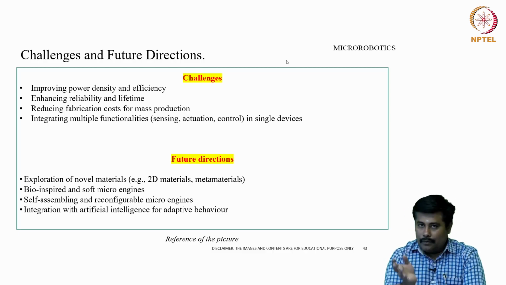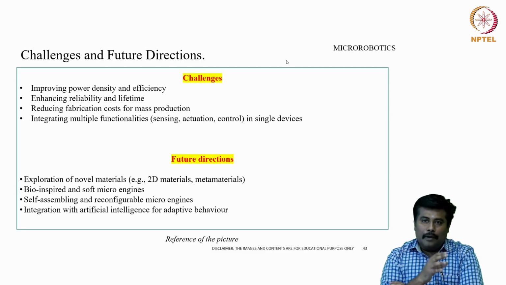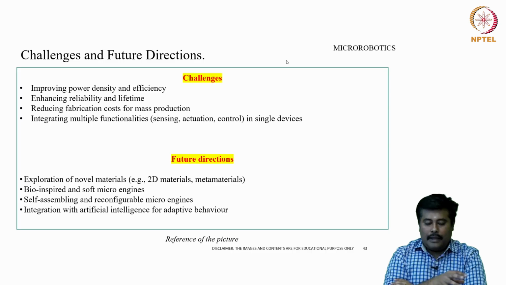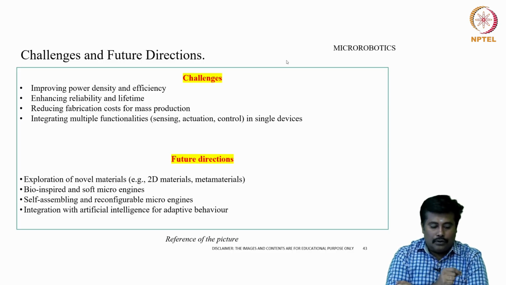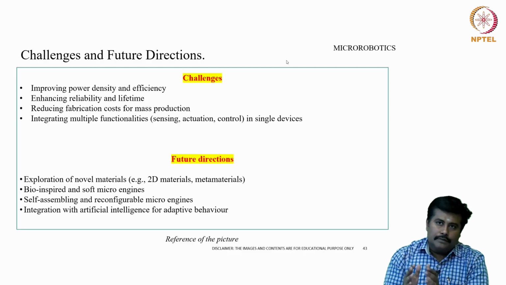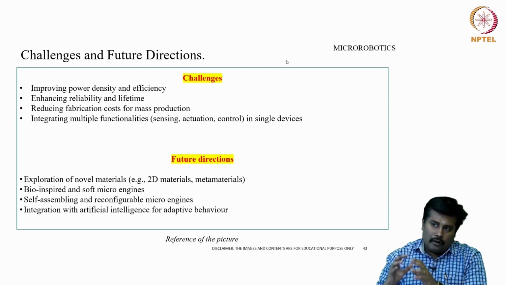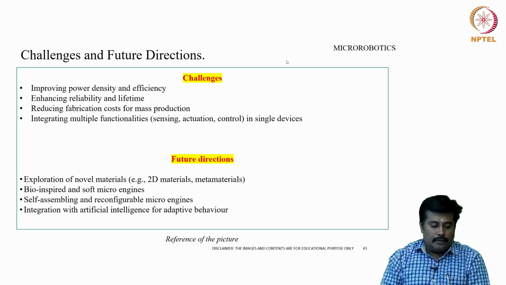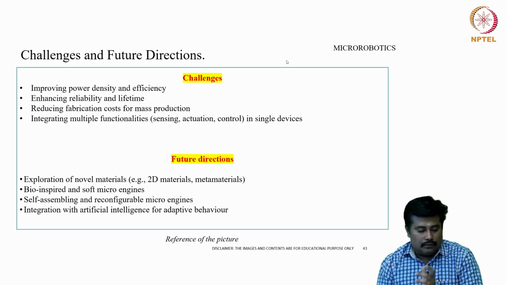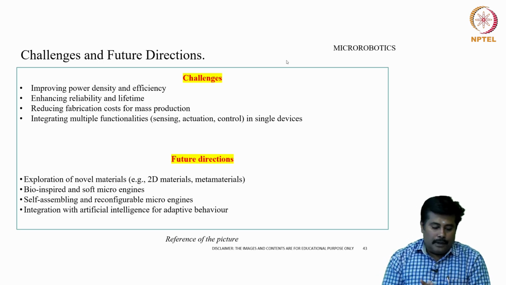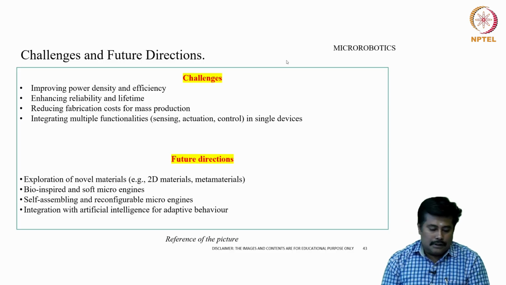When we focus upon the future directions, exploration of novel materials, for example 2D materials and meta materials, is considered to be one of the key directions which we may need to focus upon from the micro robotic point of view. Bio inspired and soft micro engines is one of the domains. Self assembling and reconfigurable micro engines is considered to be one of the domains.